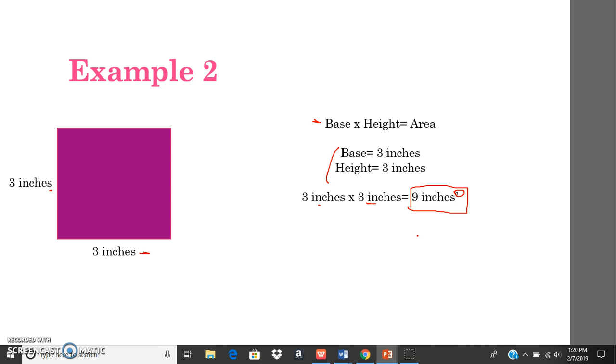So that is how you would do an area of a rectangle.